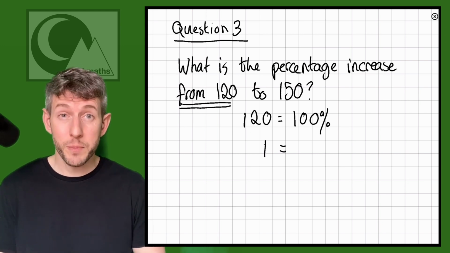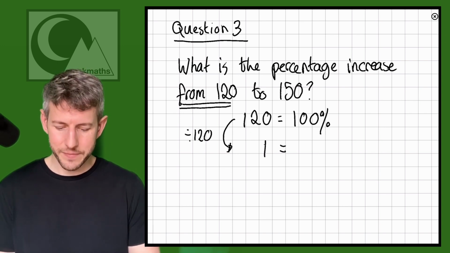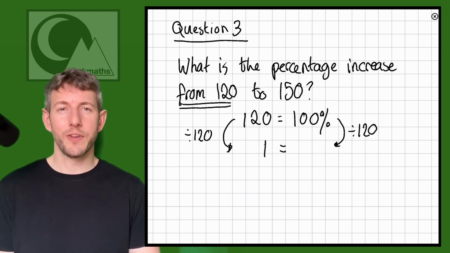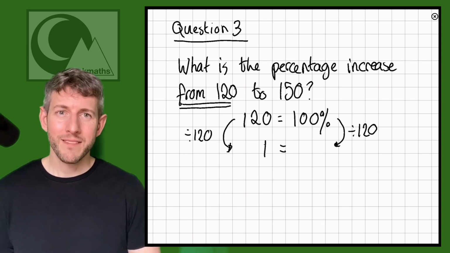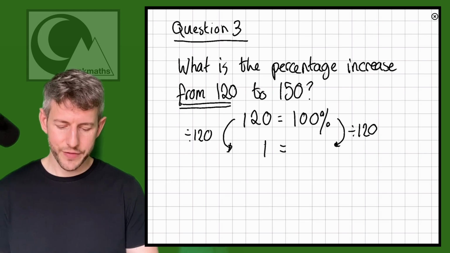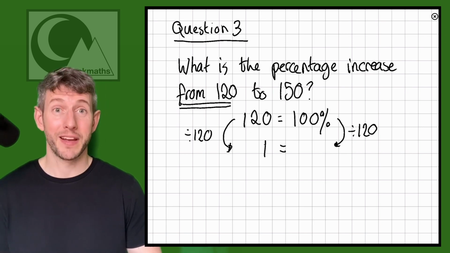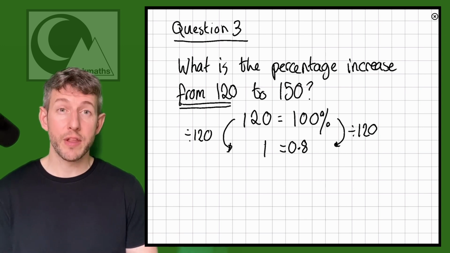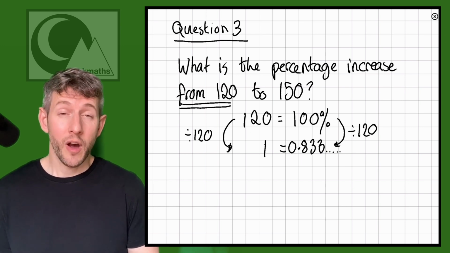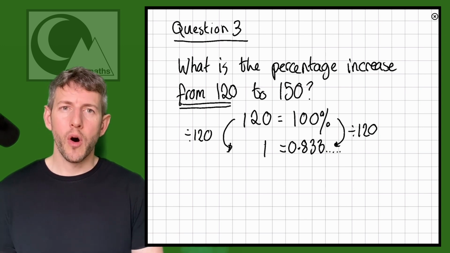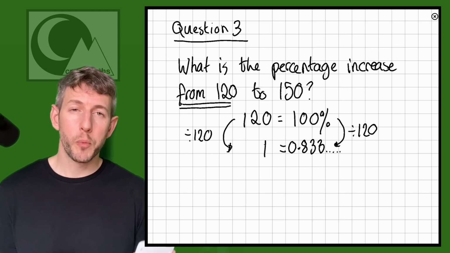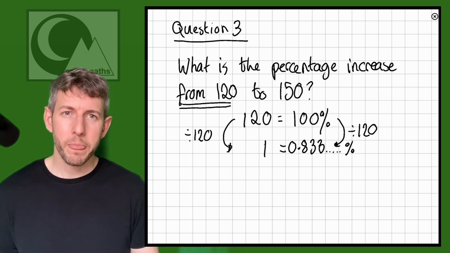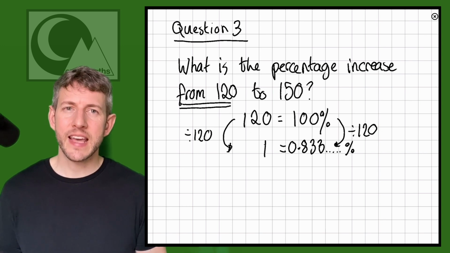So we can divide both sides by 120. So 120 divided by 120 gives us 1. And then 100 divided by 120, I'm using my calculator, equals 0.833333. So I know that 1 is worth 0.83%. Okay, so now what I need to do is get up to 150.